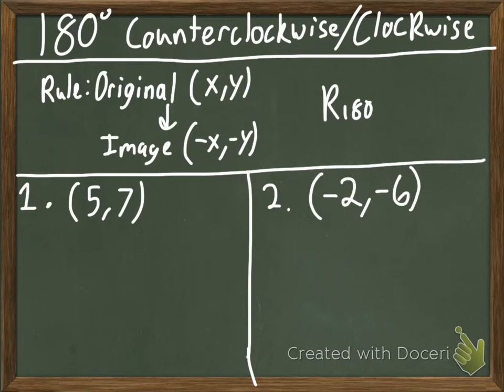The next type is the 180 degree counterclockwise or clockwise. And again, it does not matter how you say it. If you just say 180 degree rotation, it can mean either one of them. So the rule for this is we start with our (x, y), and then all that happens is they become opposites. They don't switch places, they just change signs. So our x becomes the opposite of x and our y becomes the opposite of y. So I want you to go ahead and pause the video and with your group work through these two examples. Go ahead and do that now.